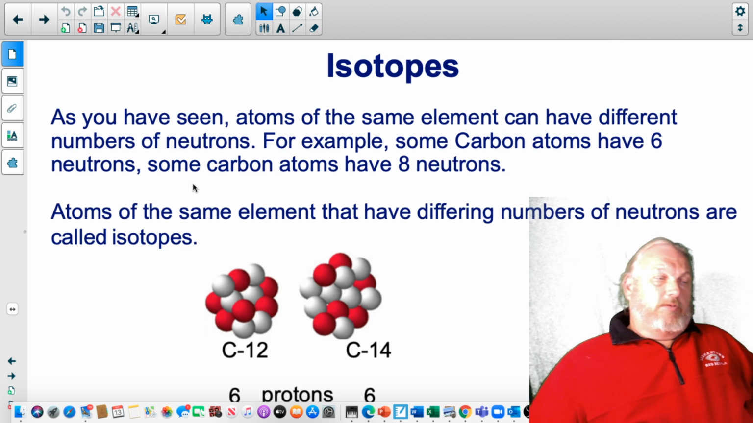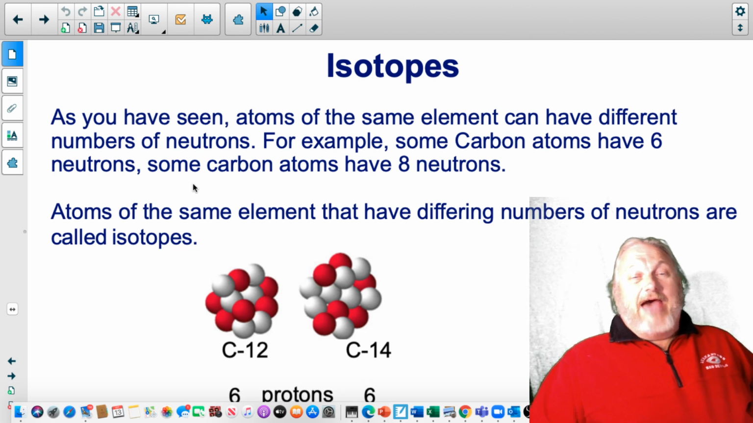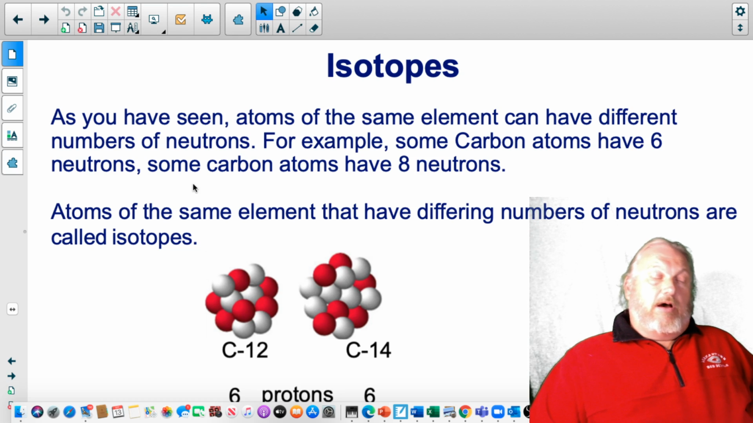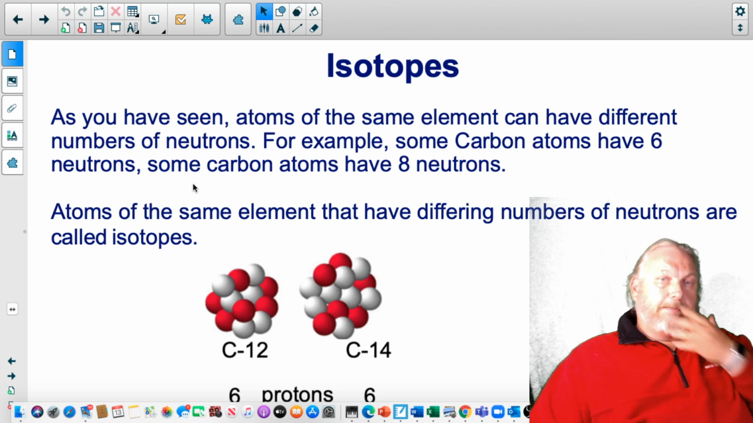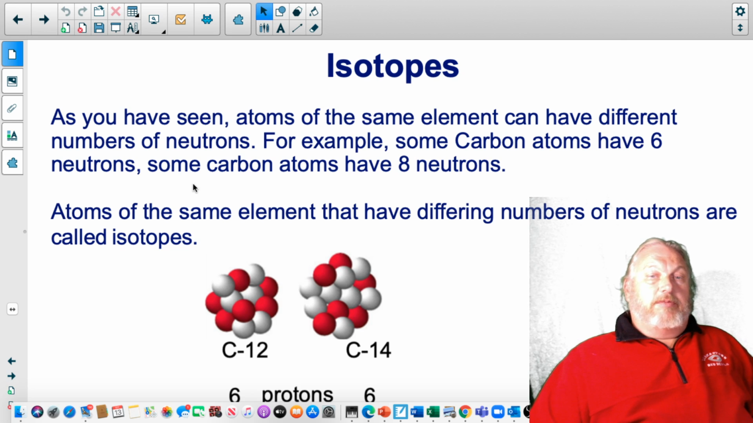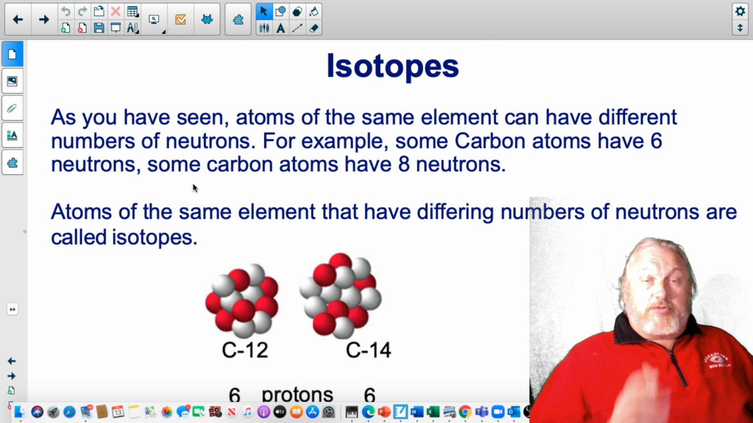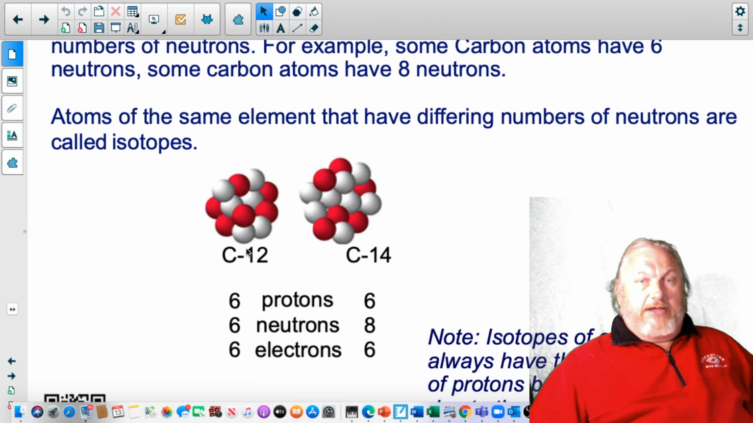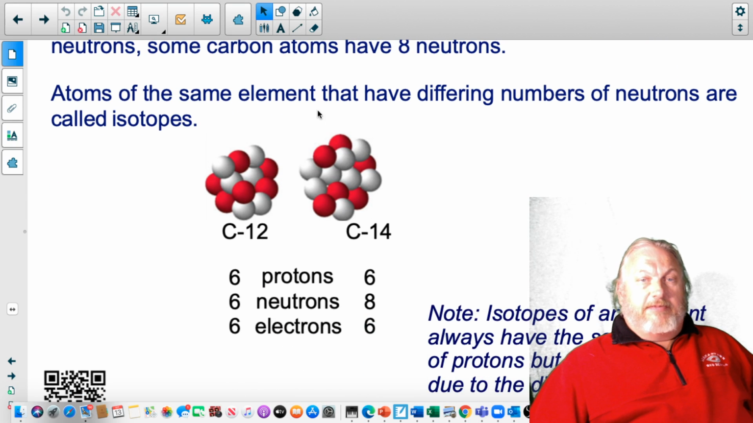So what we're talking about is atoms of the same element. Atoms of the same element can have different numbers of neutrons. So carbon always has 6 protons. It's atomic number 6, so its Z number is 6. Some carbon atoms have 6 neutrons, so its A number would be 12. Some carbon atoms have 8 neutrons, so its A number would be 14, or the number of neutrons plus the number of protons. So atoms of the same element that have differing numbers of neutrons are called isotopes.